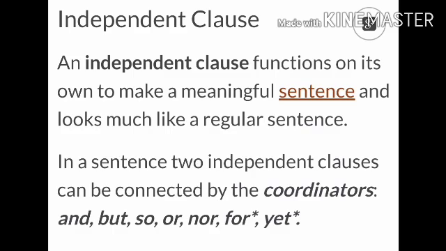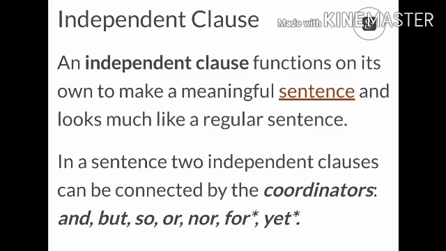That means it doesn't depend on any other word or any other sentence. It is an independent clause and it has its own meaning to make a meaningful sentence, and looks much like a regular sentence. In a sentence, two independent clauses can be connected by the coordinators.